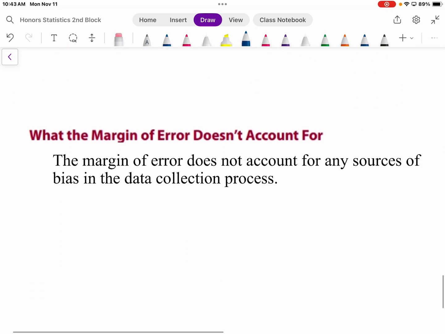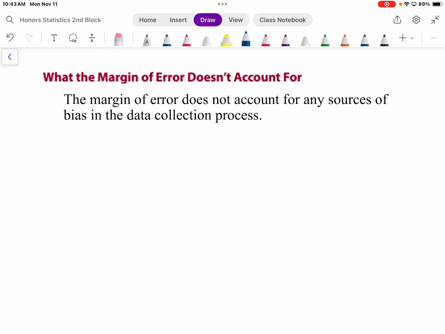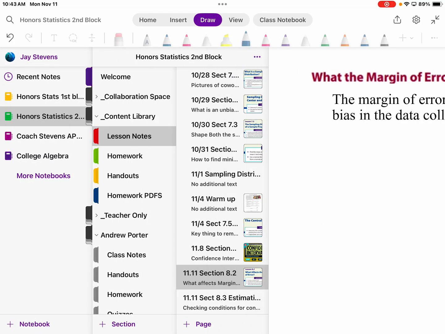Now, the one thing we got to remember before we switch over to the next lesson, the margin of error does not account for any source of bias. So that was that third bullet point when it talked about the non-response bias or there's different types of biases there. Margin of error does not account for any of that type of stuff. All right, next lesson.